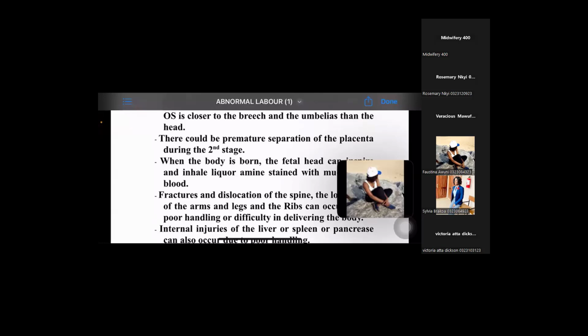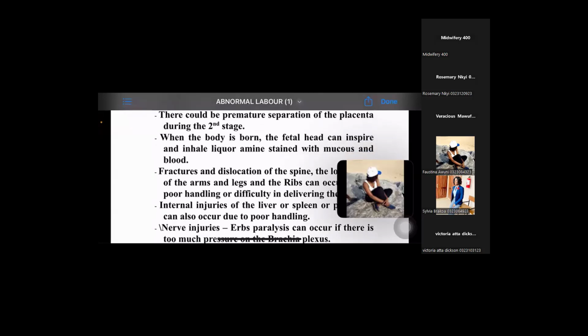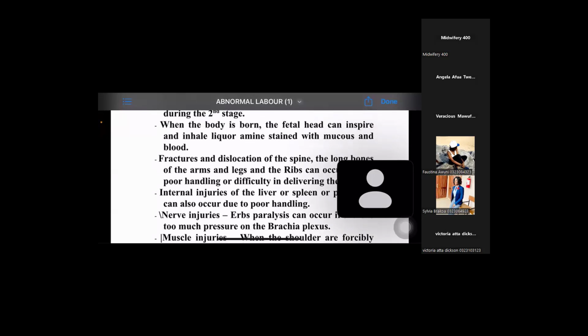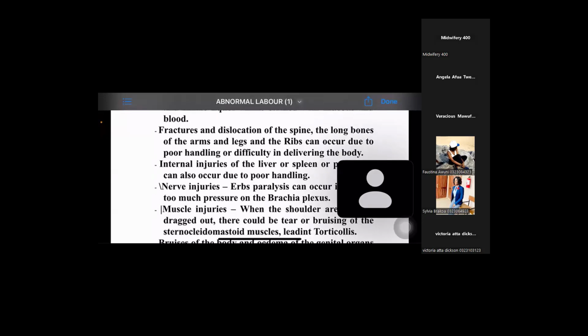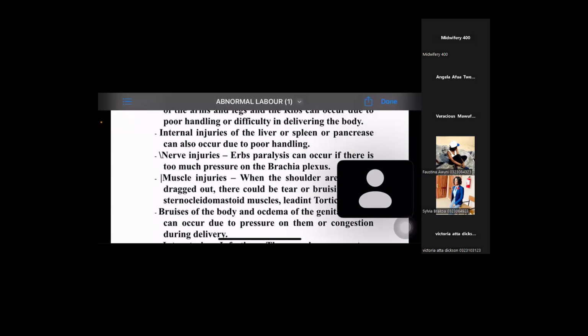Another point, there could be premature separation of the placenta during the second stage. When the body is born, the fetal head can inhale amniotic fluid with mucus and blood. Another point also is fractures and dislocation of the spine, the long bones of the arms and the legs, and the ribs can occur due to poor handling or difficulty in delivering the body. Another point, internal injuries of the liver or spleen or pancreas can also occur due to poor handling.